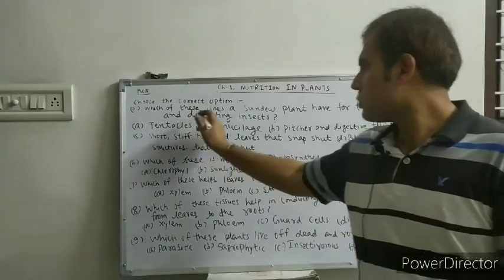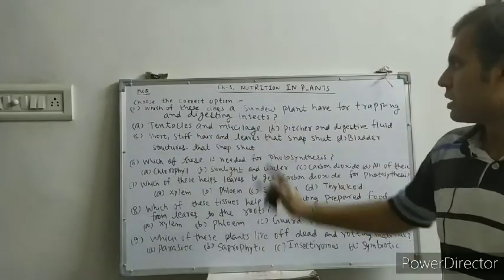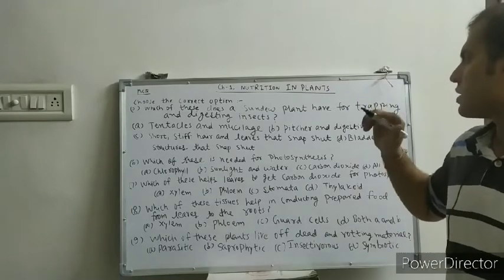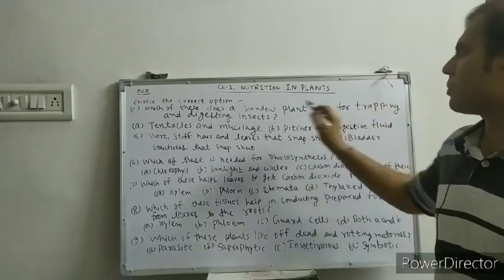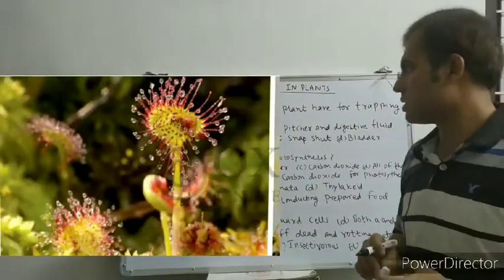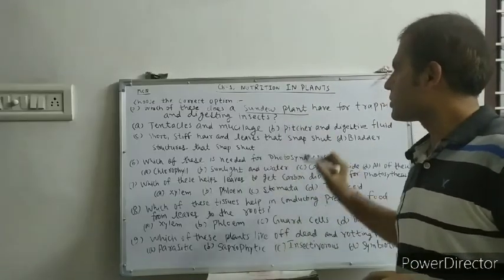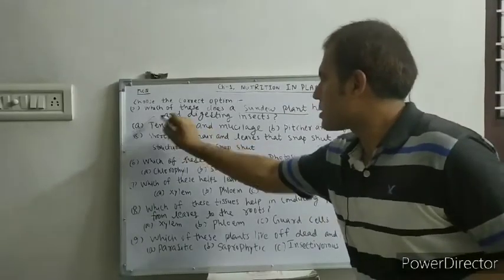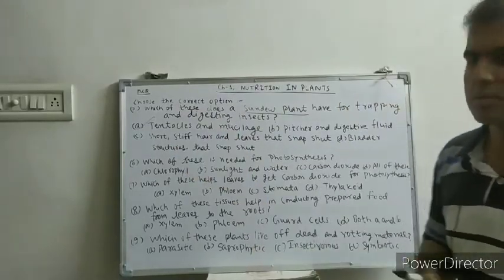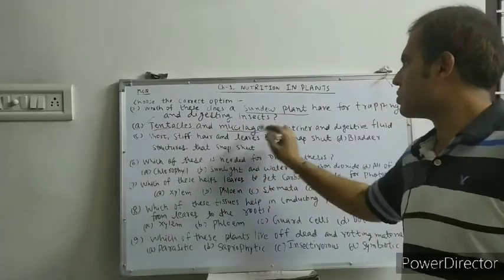Next question, which of these does a sundew plant have for trapping and digesting insects? The sundew plant is an example of an insectivorous plant. Insectivorous plants trap the insects and digest them after trapping. So the sundew plant has tentacles and mucilage for trapping the insects and for digestion. So these two, tentacles and mucilage.